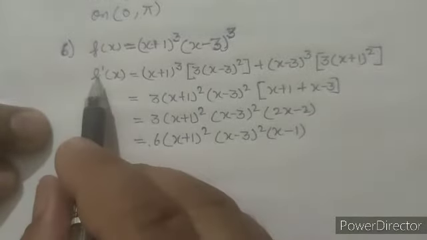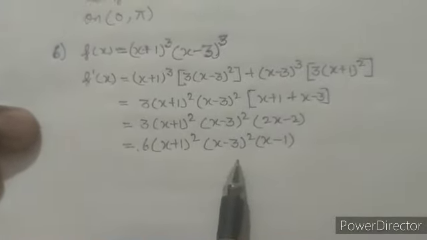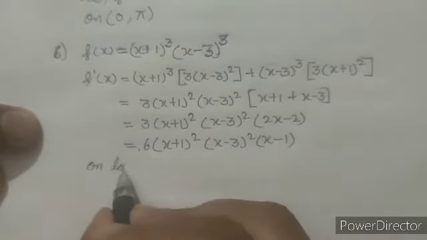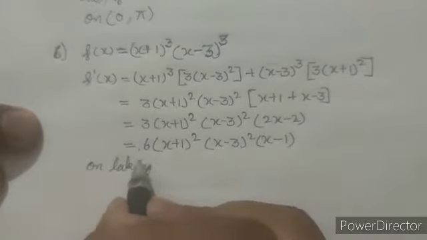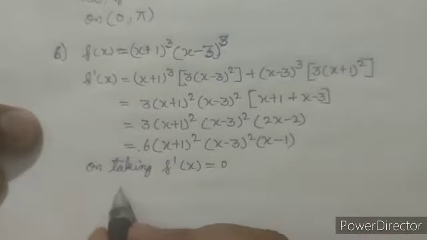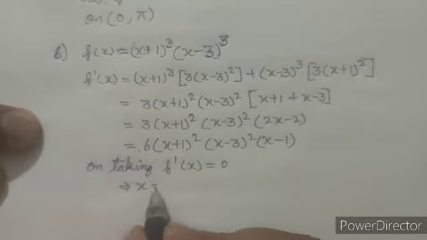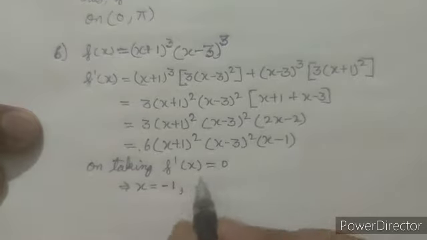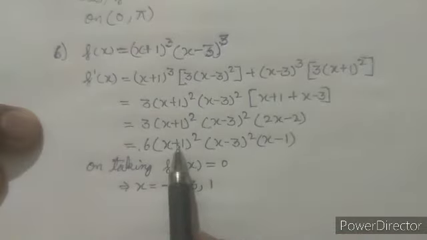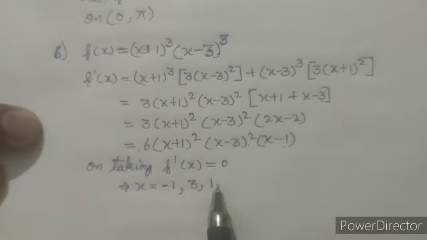Now after finding the value of f dash x, our second step is we will take f dash x as 0. This will give us values of x as, from here we will get the value of x as minus 1, 3 and 1, on taking each factor equal to 0.